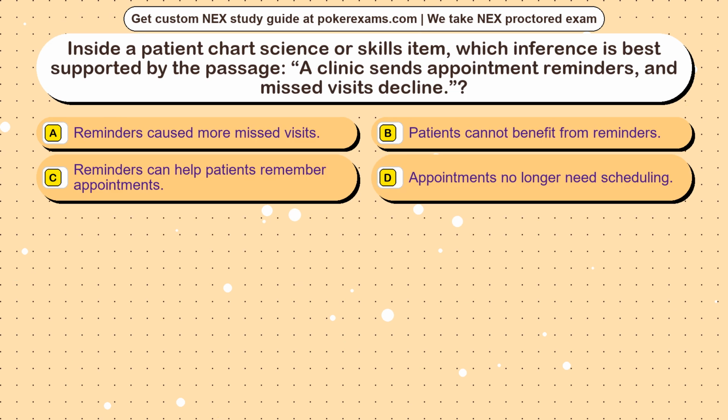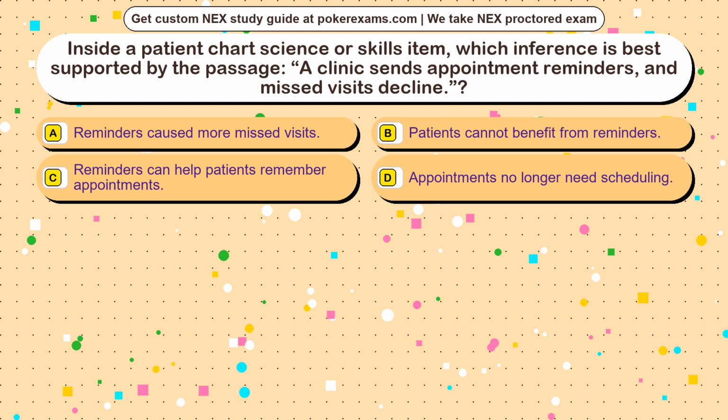Question 24. Inside a patient chart science or skills item, which inference is best supported by the passage? A clinic sends appointment reminders, and missed visits decline. Option A, reminders caused more missed visits. Option B, patients cannot benefit from reminders. Option C, reminders can help patients remember appointments. Option D, appointments no longer need scheduling.